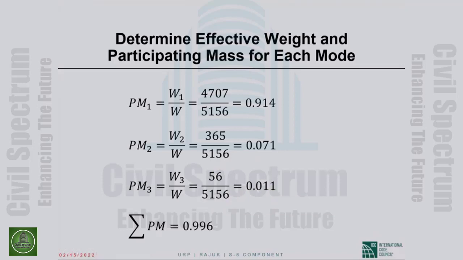So basically, this is not refined, this is kind of crude, but basically what this says is 91.4% of the mass of the structure is vibrating in the first mode, 7.1% in the second mode, and 1.1% in the third mode. Okay, that's basically what we are getting.